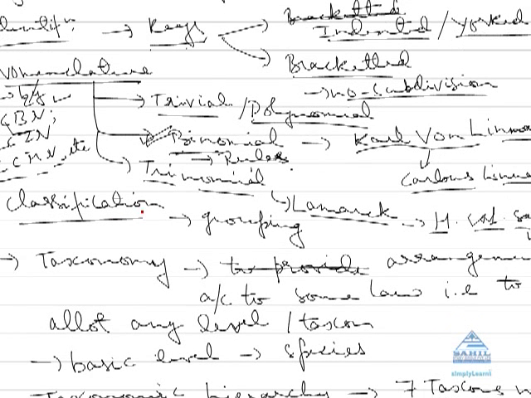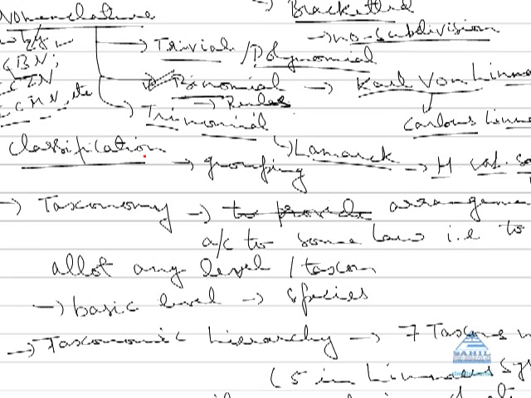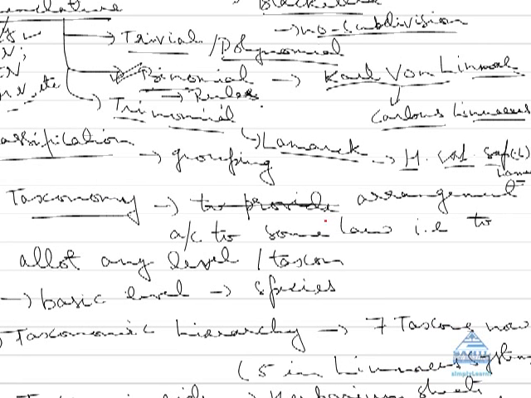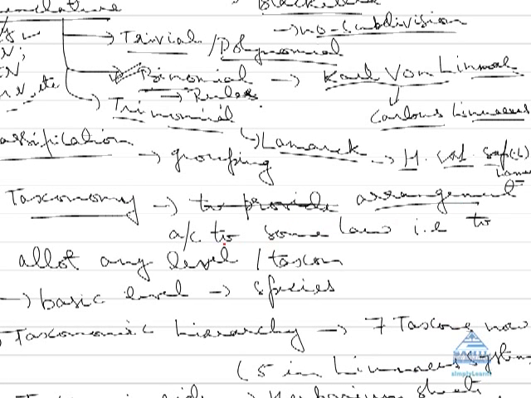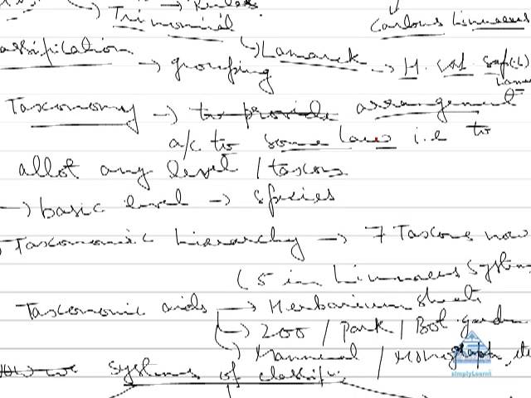Now see, come to classification. What is classification? It is the grouping of individuals according to the similarity in characteristics. So we make different classes on the basis of similarity and dissimilarity. That we will discuss in classification later. Then comes taxonomy. It is the last step in the field of systematics. In this, we arrange them according to some law, like we allot any taxon or any level to the different groups of organisms which we have already classified.